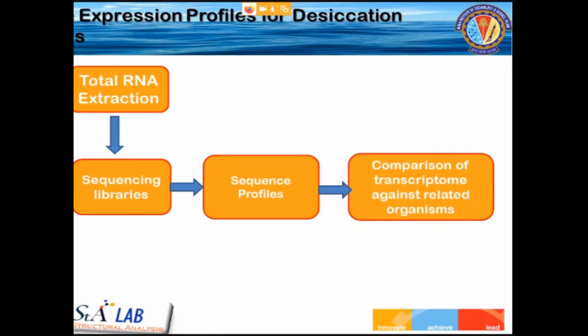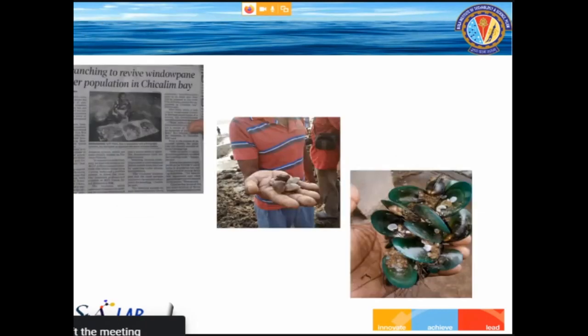We have actually adopted a two-pronged strategy. One is the conservation effort, and second is the understanding of the life cycle of these oysters. So we plan to achieve a scenario which was present in the pre-2010 days when you had abundance of windowpane oysters in the river. So actually the good news is this year we have a better situation.